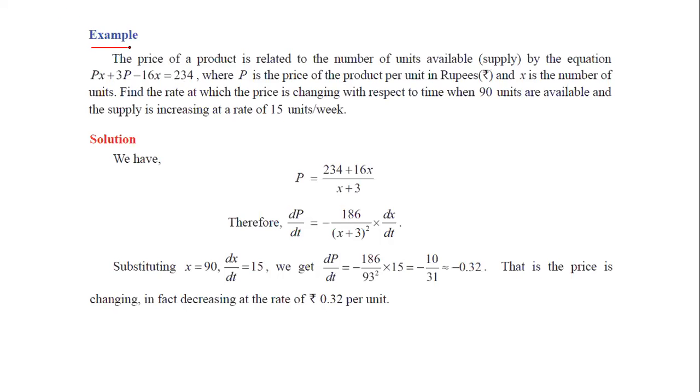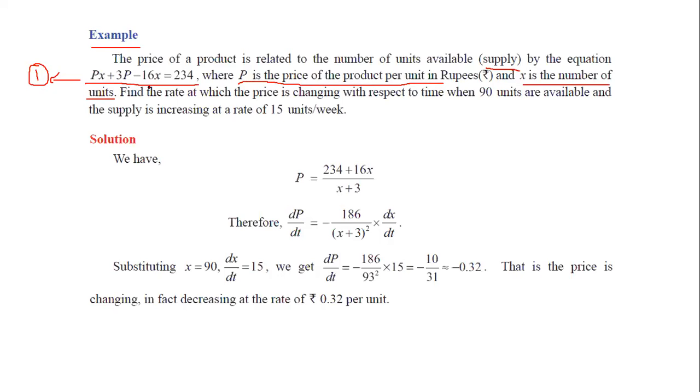See the example. The price of the product is related to the number of units available. That means supply. By the equation px plus 3p minus 16x equal to 234, where p is the price of the product per unit in rupees, and x is the number of units.